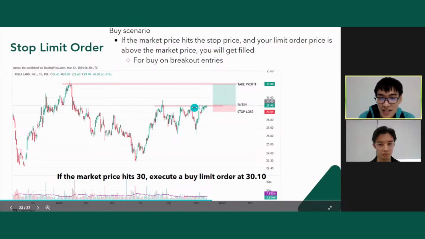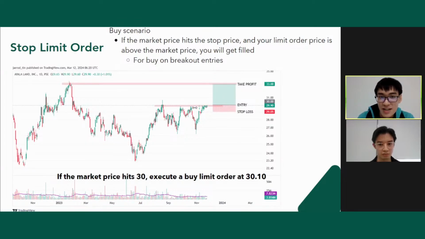Diba? So this is basically a buy on breakout. So parang if hindi tumama sa 30, hindi siya mag-execute. But if it hits 30, it will buy it na. Kasi buy on breakout siya. So that's stop limit order for a breakout scenario.